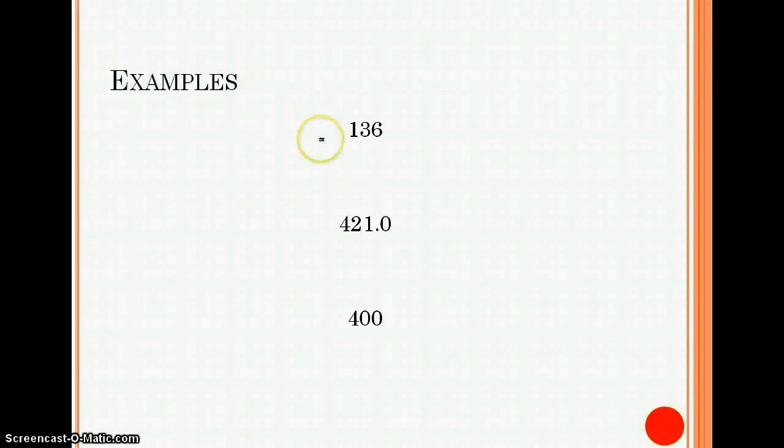136. How many significant digits are there? Well, anything that's not a 0 is significant. So in this case, all 3 of those are significant. Okay, so we've got 3 sig figs.